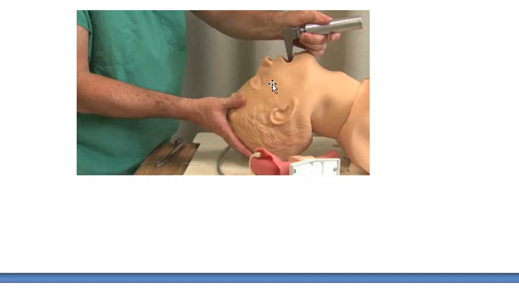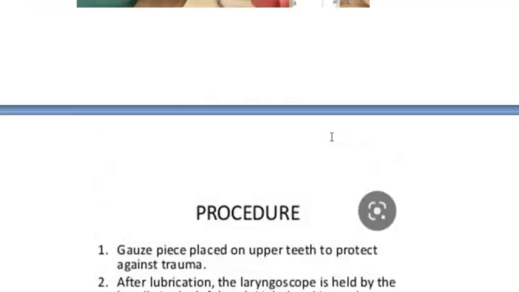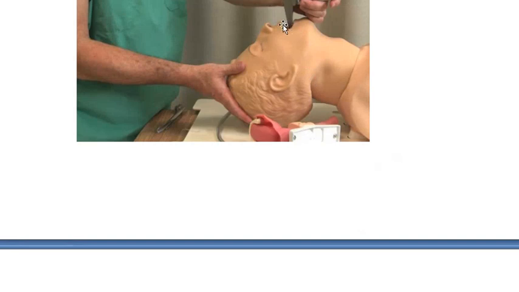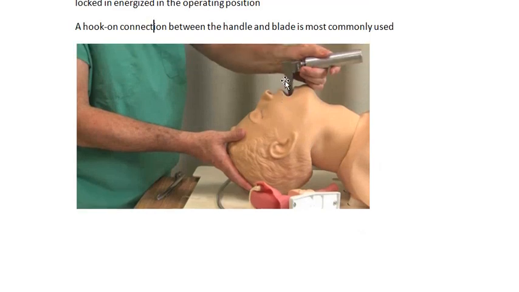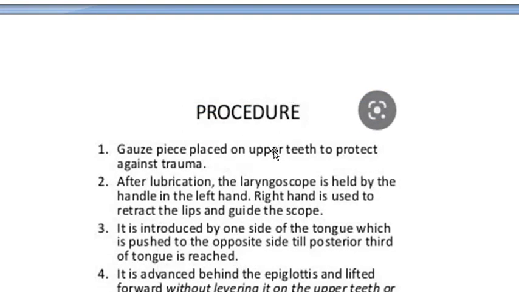The other hand can be used either to stabilize, this is a mannequin so it's supporting the head, or the lips can be held wide apart by the dominant hand so the visualization can be better. A gauze piece can be placed on the upper teeth. That is especially important. The upper teeth can get damaged if you take them as a leverage point. So we should make sure that this blade doesn't touch the upper teeth. Otherwise there is a chance of cracking and breaking of these upper teeth. So you can put a gauze piece over here and stabilize with the other hand.